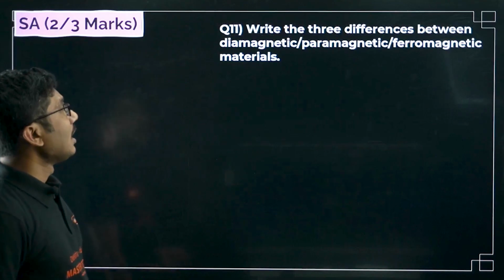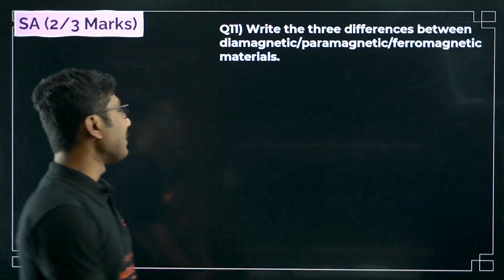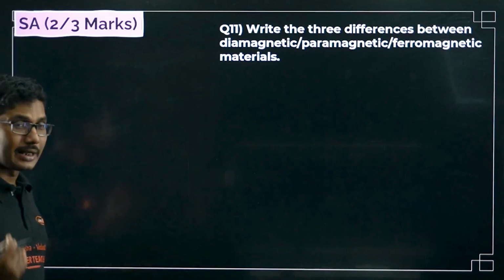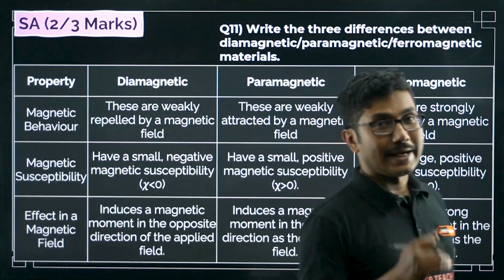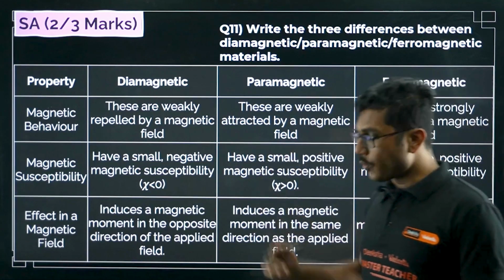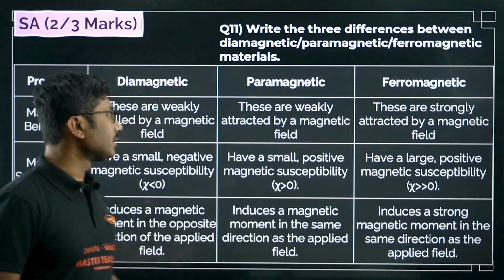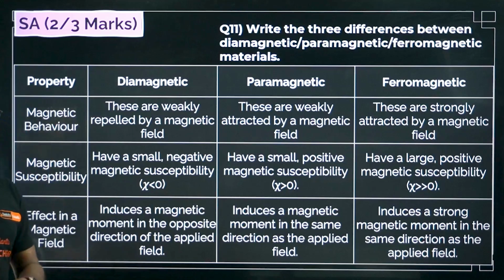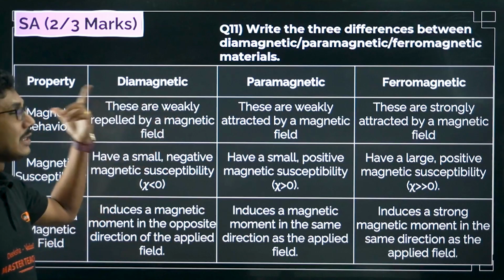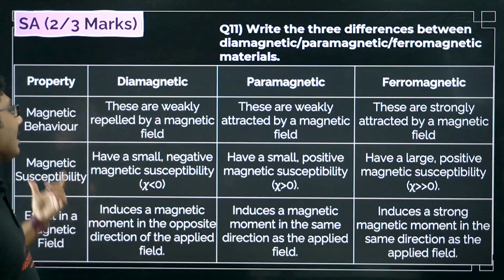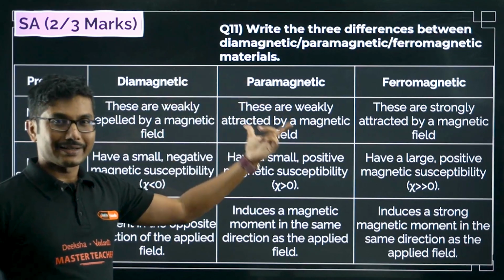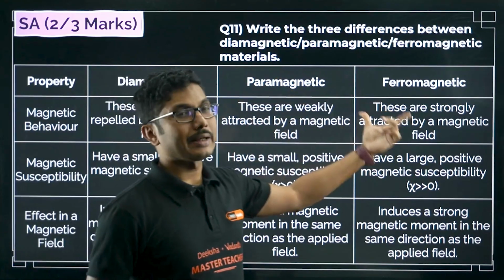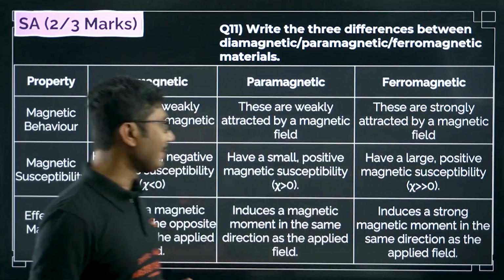Next is write three differences between diamagnetic, paramagnetic and ferromagnetic materials. Any one of the differences will come. There is a 99% probability that one of the differences will come. So first of all, remember what all the points are. Magnetic behavior: diamagnetic, weakly repelled by the magnetic field. Paramagnetic, weakly attracted by the magnetic field. Ferromagnetic, strongly attracted by the magnetic field.